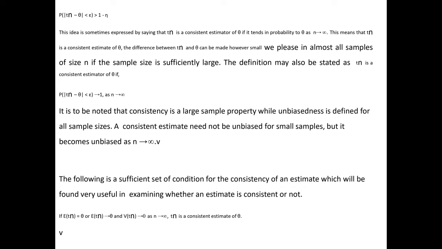The following is a sufficient set of conditions for the consistency of an estimate, which will be found very useful in examining whether an estimate is consistent or not. If expectation of Tn is equal to theta, or expectation of Tn tends to theta, and variance of Tn tends to 0 as n tends to infinity, Tn is a consistent estimate of theta.